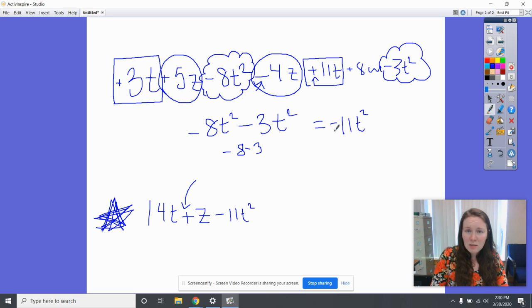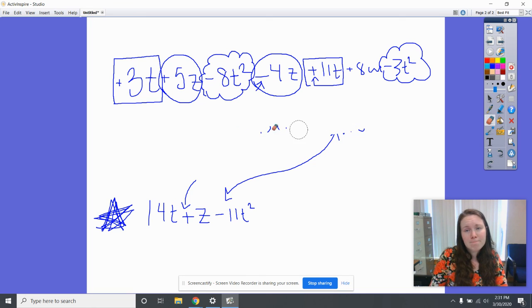And because it was negative 11T squared, that's how I know that that actually becomes a minus. I didn't put a plus there, but minus because of that negative. Minus and negative are really the same thing. We just use the words in different situations. Okay, and we are almost done.